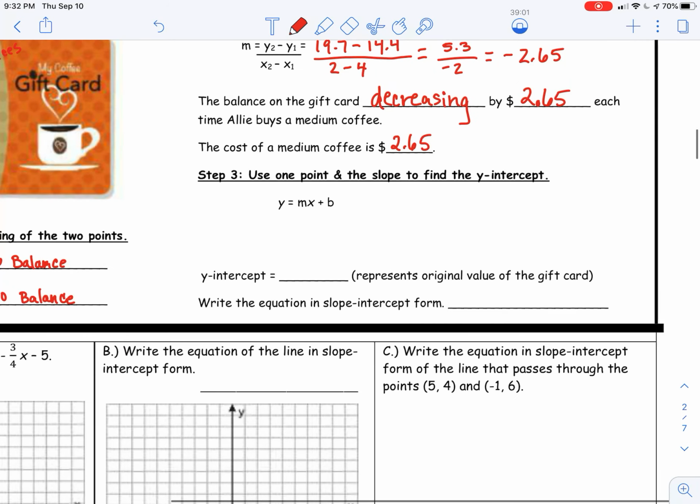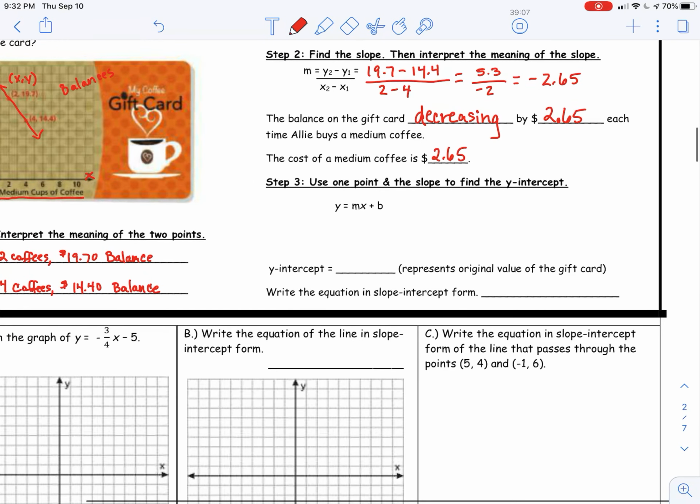Okay, step 3, we want to use 1 point and the slope to find the y-intercept, because what we're going to do here is figure out what the beginning balance was so that now I can figure out how many medium cups of coffee Allie can purchase. Okay, so we have this formula, y equals mx plus b.